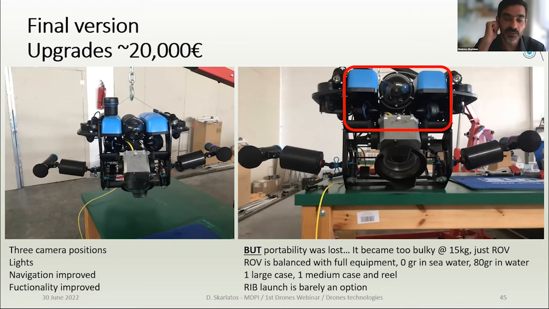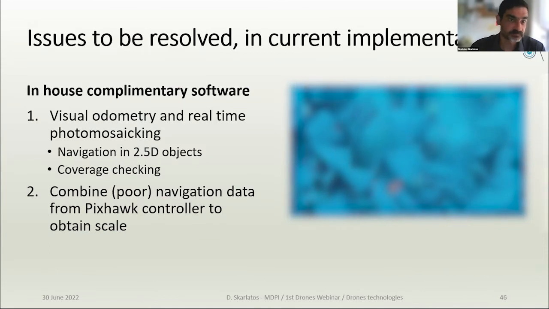You can see the old ROV version enclosed in the red square. So now we have a much larger ROV, which will need some assembly on the spot. It will require a large case, a medium case, and a reel. And the RIB launch, the recreational inflatable boat launch, will not be an option anymore. So we'll need to find some way of a support vessel. So not everything is good.